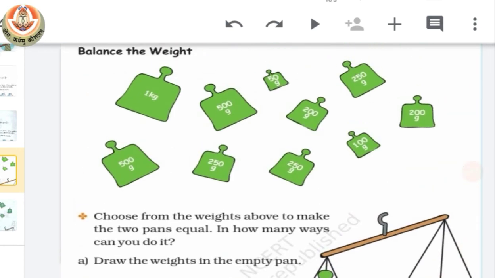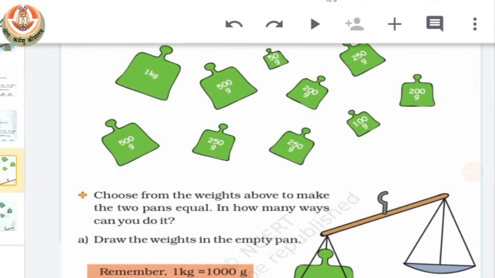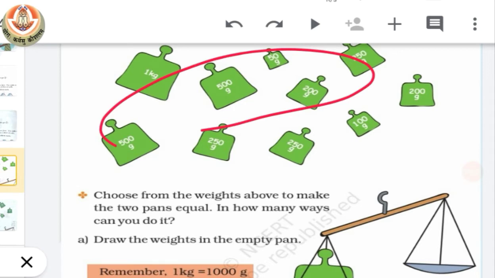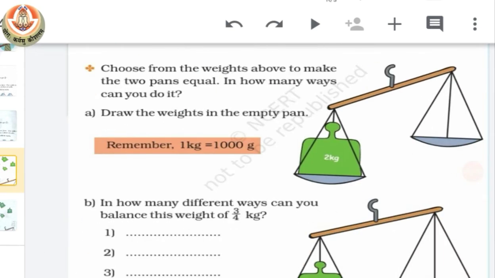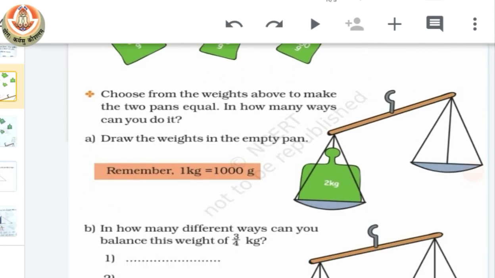Now in the next question, balance the weight. We are given lots of balances here. You can see here. Now we have to choose these weights above to make the pans equal. Now we all know that 1 kg equals 1000 gram. So we have to make 2 kg in this pan also by using only these given weights. So how will we do it?